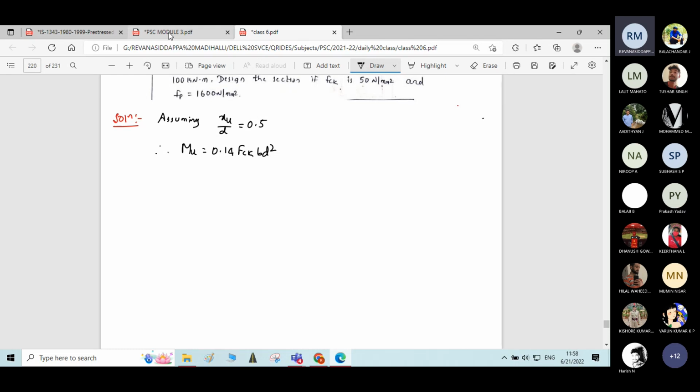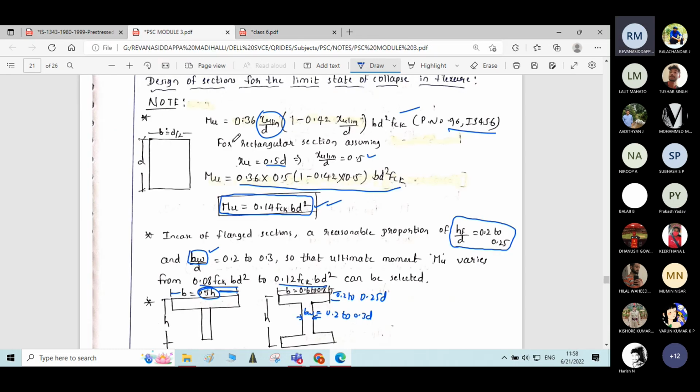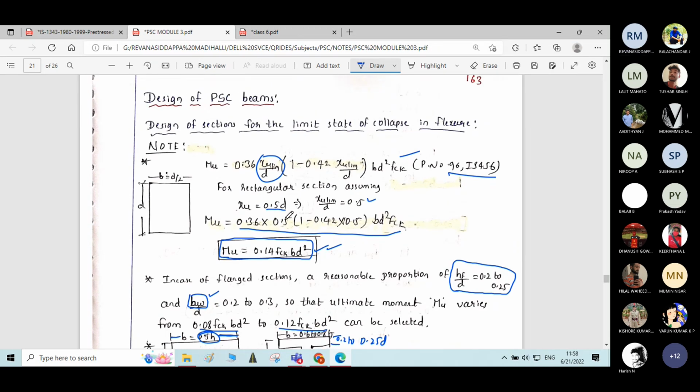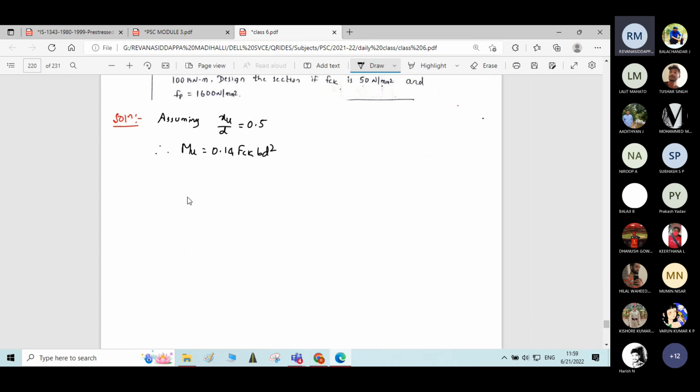Okay. Now assume B is equal to 0.5D. Okay. Assume for rectangular section, you assume B width is equal to 50% of effective depth, 0.5D. Taking or assuming width of rectangular section as 0.5 times effective depth of the rectangular section. Okay. And MU is given in the problem only. How much it is given? 100 kilonewton meter. It's nothing but 100 into 10 power 6 Newton millimeter.